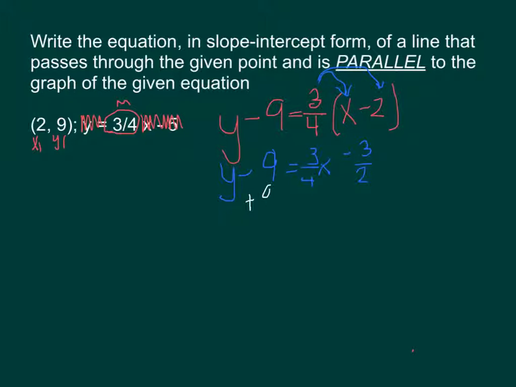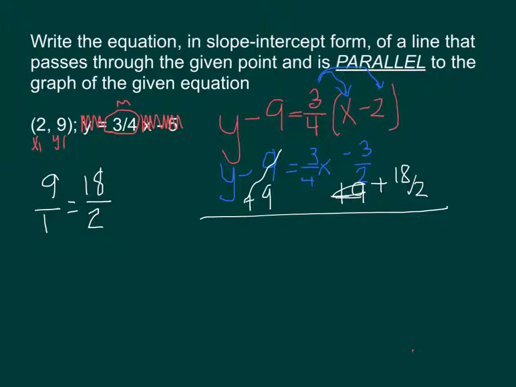Our next step is to add 9 to each side. Oh wait, we're adding a whole number and a fraction. We can't do that. We need to change this 9 to make it into a fraction with a base of 2. We know that we can take any whole number and put it over 1 and make a fraction. But I need my fraction to have a denominator of 2. What did I multiply 1 by to get to 2? That's easy. We multiplied by 2. So 9 times 2 is 18. So I'm actually going to add 18 halves to this side. We're adding 9, but it's in a different way. So our equation is y equals 3/4 x plus 15 halves, because we added -3 halves plus 18 halves.